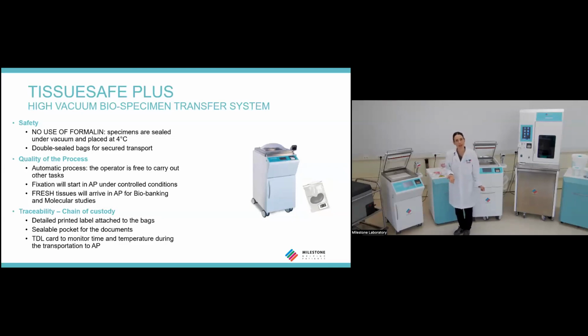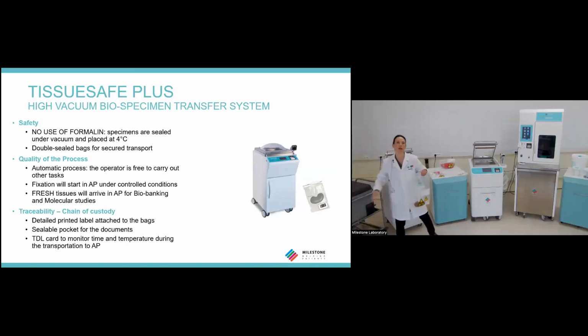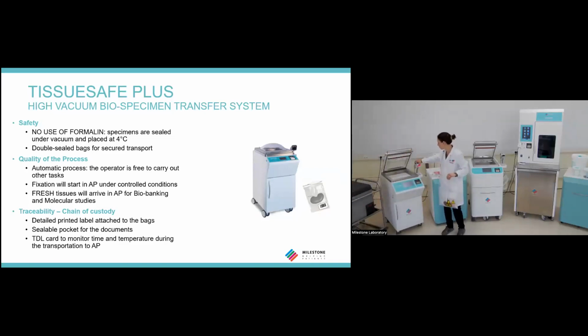Now I will make a practical demonstration, and I will show you another important aspect that you have in working with Tissue Safe Plus, because it's the traceability. We have a barcode reader to scan the ID of the bag, because we have the traceability of the bag and also of the case in the laboratory request. So now, very easy, I scan the ID. I scan also the ID of the case. Each bag has a sealable pocket. So always the document will travel in contact with the specimen. No possibility of losing any documentation.